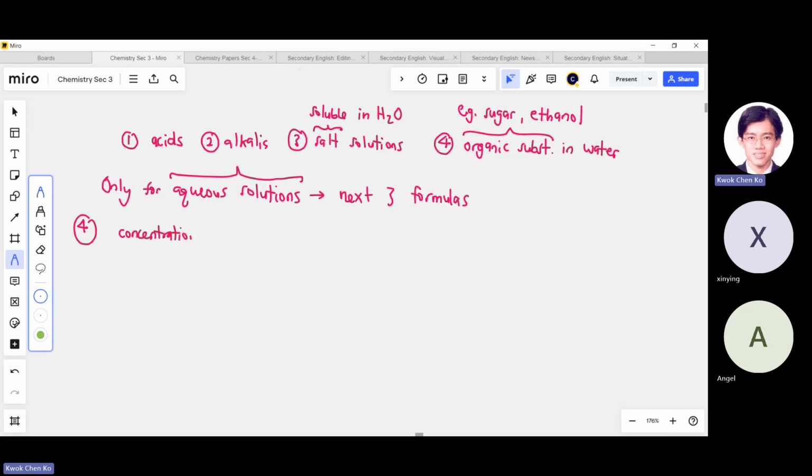Concentration of solute. I stress on the word solute. That means you better know what is your solute. And the units are very specific: mole per dm cube. Concentration equals to mole of solute divided by volume of solution.